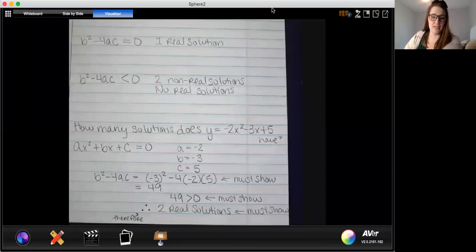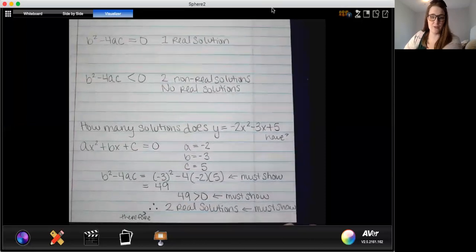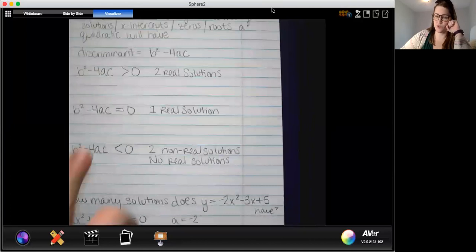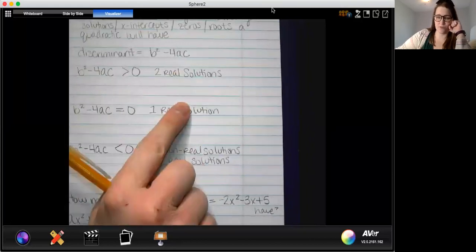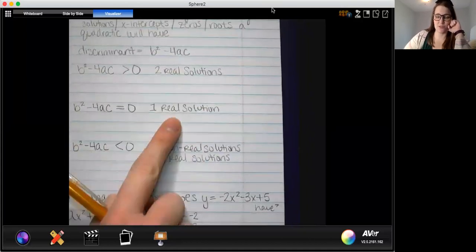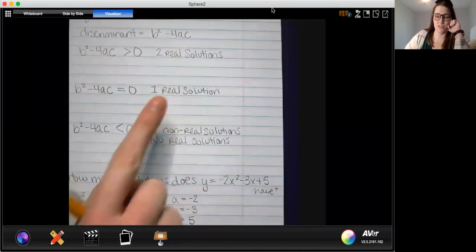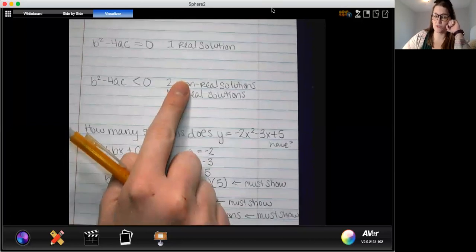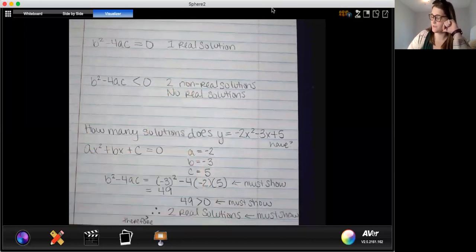Okay, but again, this is what we know about the discriminant. The equation is b squared minus 4ac. And if it's greater than 0, we have 2 real solutions, and we'll fill in more information. If it's equal to 0, that means it's 1 real solution. And if it's less than 0, you would say that it either has 2 non-real solutions or no real solutions.